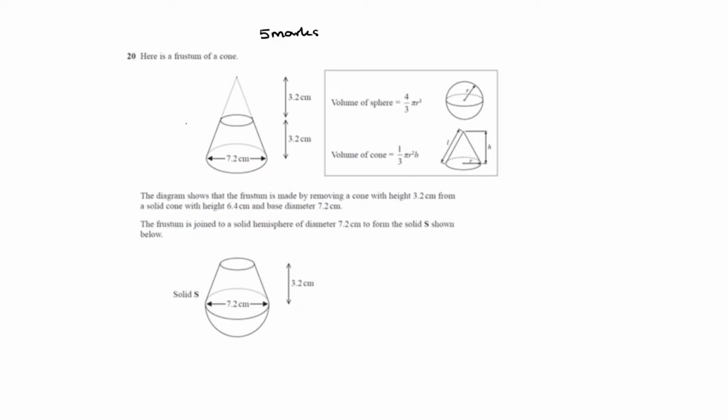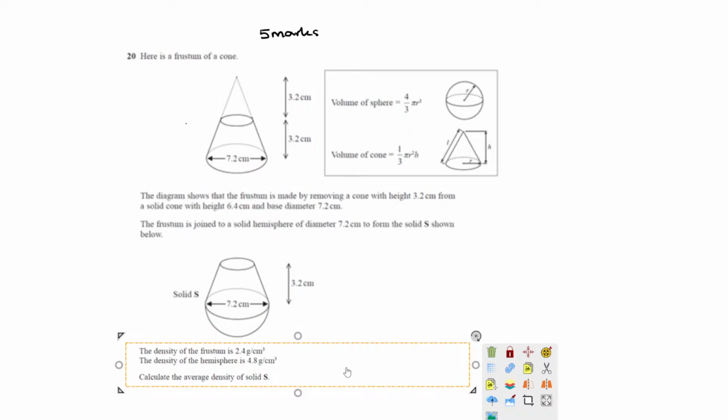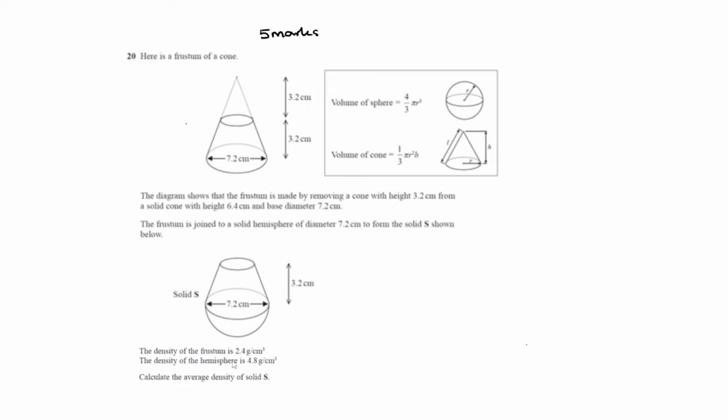What was the actual question? Here, this was the actual question. You can just about see that. The density of the frustrum is 2.4 grams per centimeter cubed. The density of the hemisphere is 4.8 grams per centimeter cubed. We need to calculate the average density. So there's a lot going on here. We obviously also need to have our formula for density, mass, and volume, because they won't give you that. So you do need to know that. I just like to use it as a formula triangle. Density is mass, mass is the one that goes at the top, over volume.